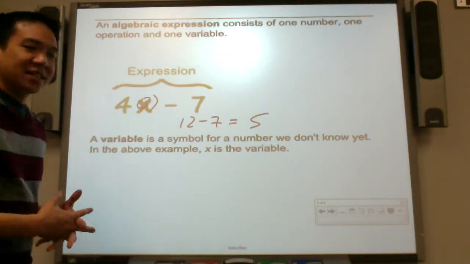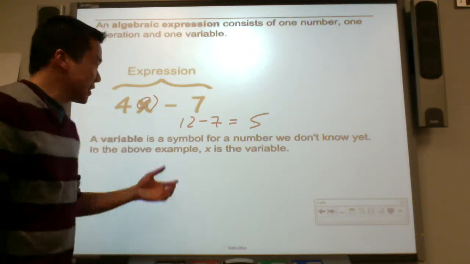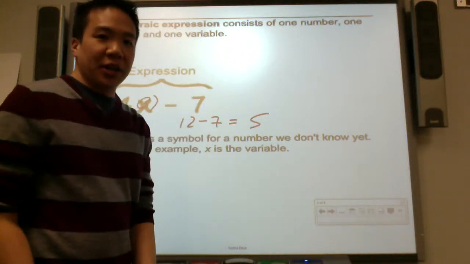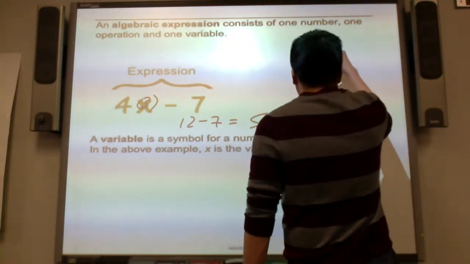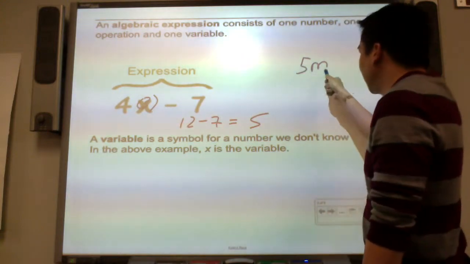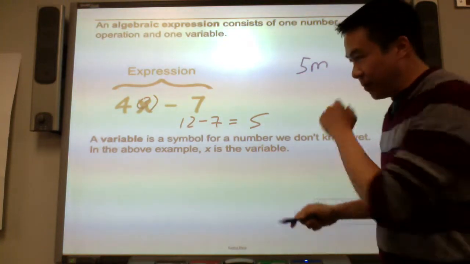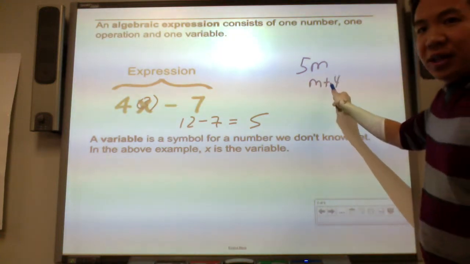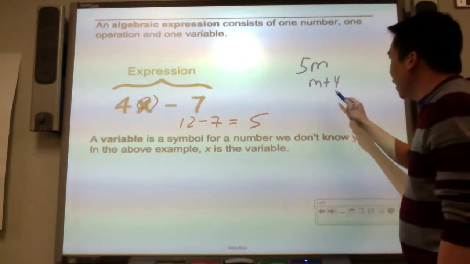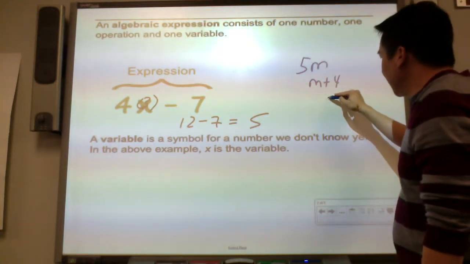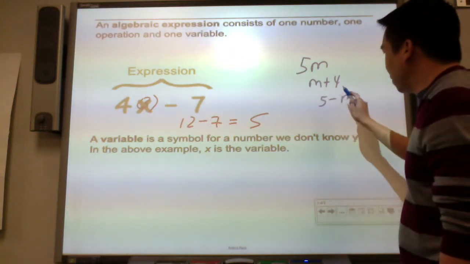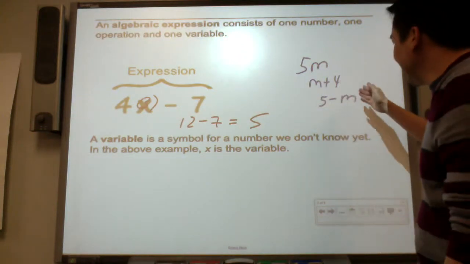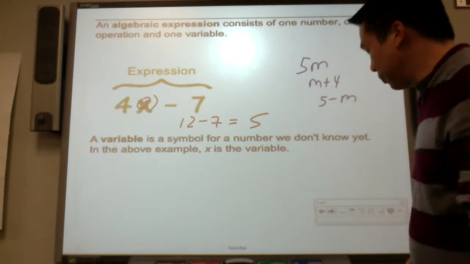So, again, what is an algebraic expression? An algebraic expression has a number, a variable, and an operation in it. It could be 5m: number, variable, operation is multiplication. Could be m plus 4: number, variable, operation. Could be 5 minus m: number, operation, variable. And we can substitute or evaluate each variable with a different number.